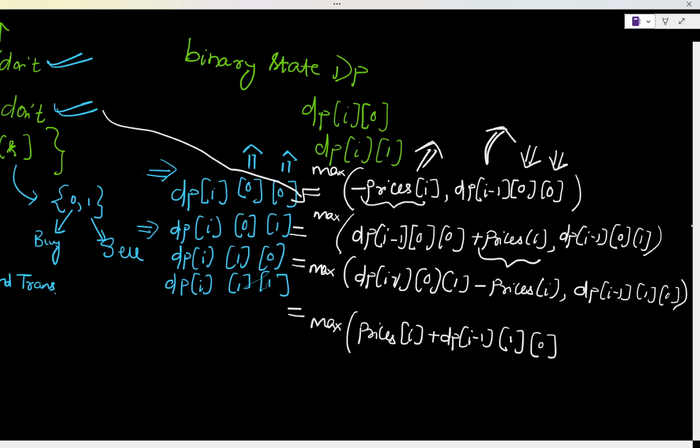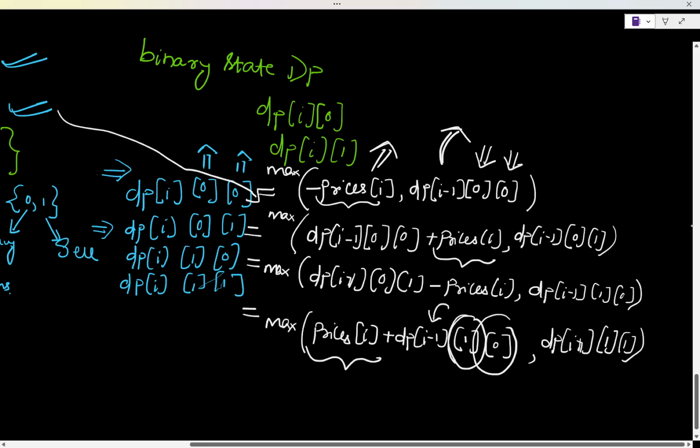This is the second transaction sell. So either I'm selling here, and if I'm selling here, I must have done a buy before for the second transaction. So this is the previous state, but second transaction is 1 and buy is 0. That's it. Or you just pick a second transaction sell from the previous state, the most optimal one, dp of i minus 1, second transaction, and sell. That's it. That's how we can define the states of the DP for this particular problem, and we can solve this problem easily.